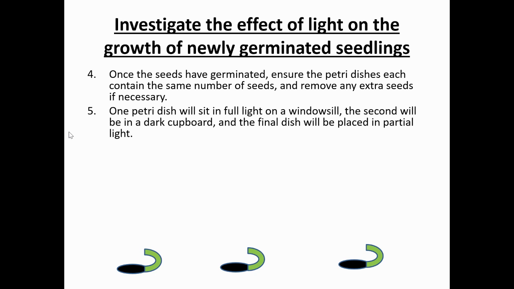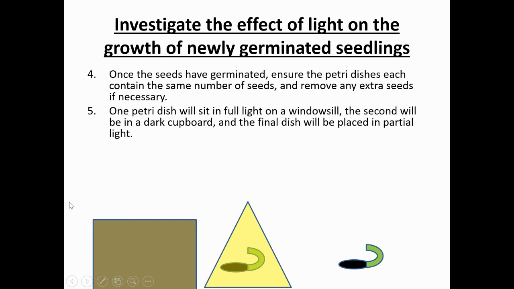One petri dish will sit in full light on a windowsill, the second will be in a dark cupboard, and the final dish will be placed in partial light. Now, depending on what resources you have will depend on how you can do the partial light. But for now, you just need to know that you've got one in the bright light, one in the pitch black, and one in partial. So there we are, there's the box, we put that one in. Second seedling in bright light, and the second one is only in partial light.